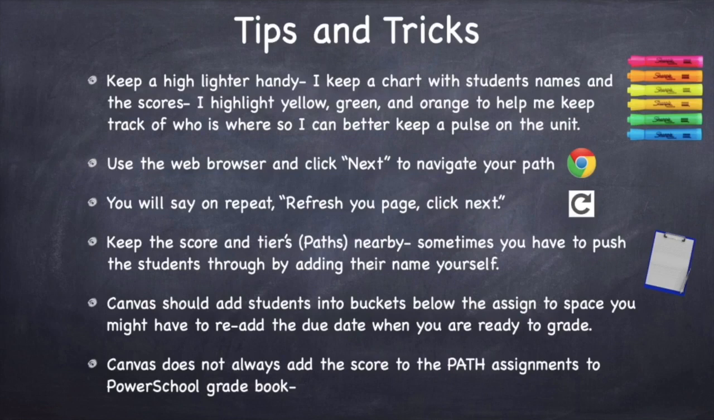Canvas should add these students directly to the buckets that are being assigned to them. And when I say bucket, I mean that second turn-in spot where you can assign additional students at the bottom. If it does not do that for you, be ready to add them in. And at the same time, Canvas does not exactly add all of these different assignment scores to PowerSchool for you, because it's not being assigned to the whole course, it's just being assigned to individual students. So if you wanted those scores to be effective inside their final grade, you need to manually enter those scores. These were some tips I thought I would share because I found them out the hard way.